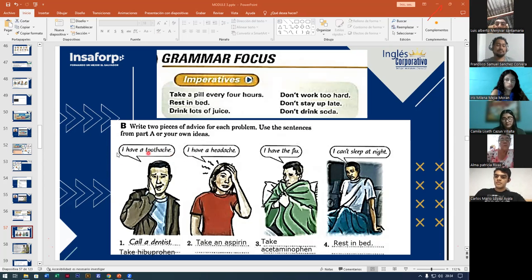Now, let's repeat this one, please. I have a headache. Take aspirin. All right, that's good. Take an aspirin. Very good. I have the flu. Take viral grip. Good. That will be like the instruction, right? Good. Camila, I can't sleep at night. Rest in bed. That's correct. Good one, guys.